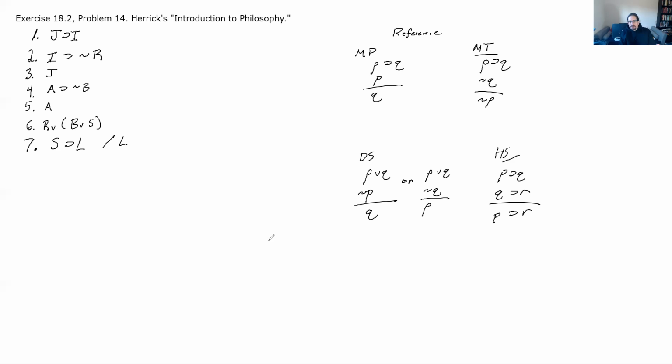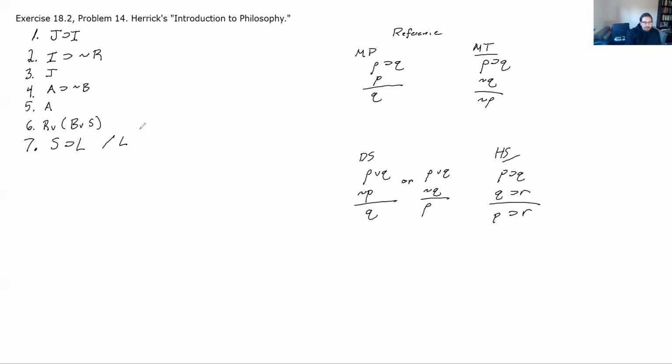Now, when we're doing a proof, we are being given an argument. And we've seen arguments written out in a formal way before in this class, like with categorical syllogisms. Unlike categorical syllogisms, we can have any number of premises. So this one has 7 premises. And just like in categorical syllogisms, we are given a conclusion.